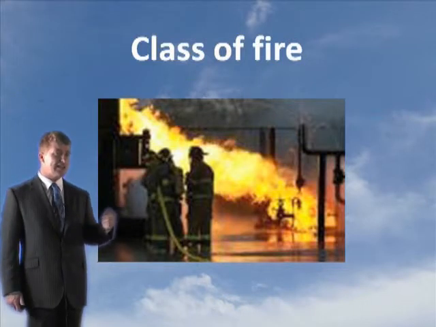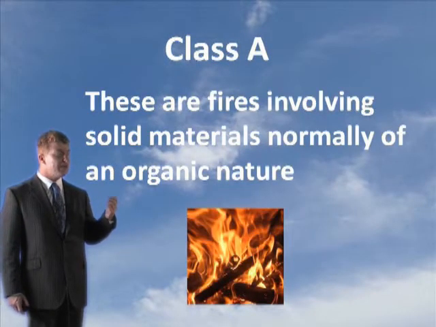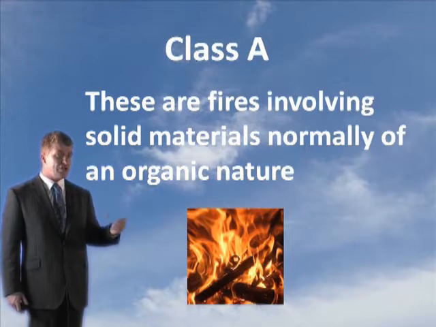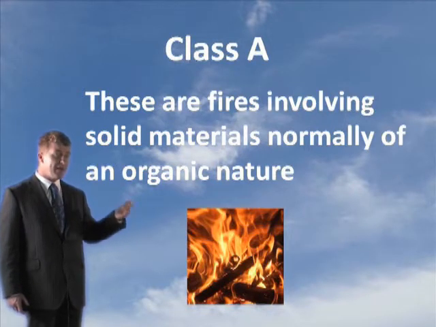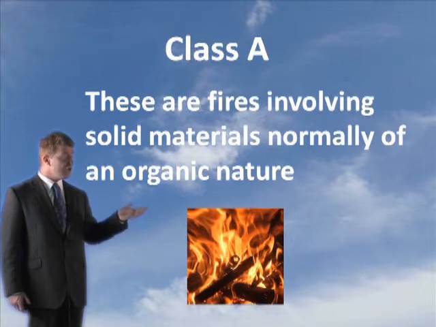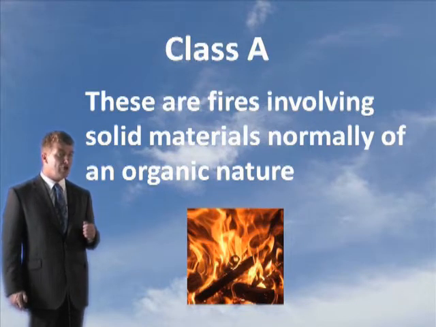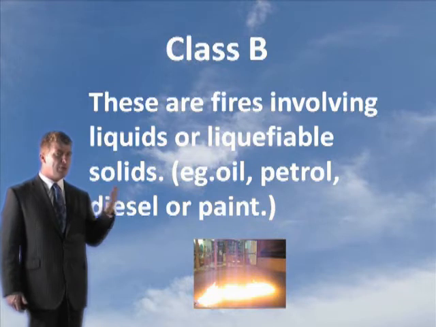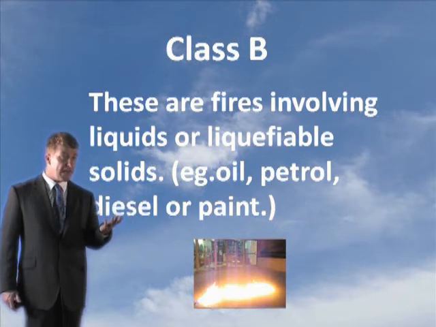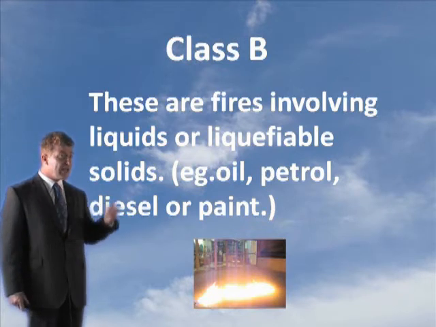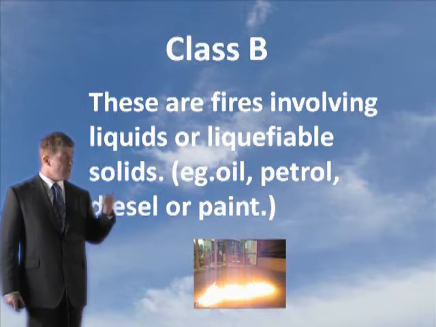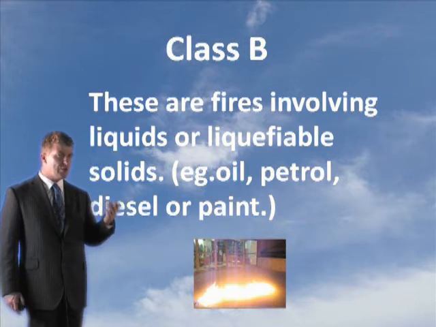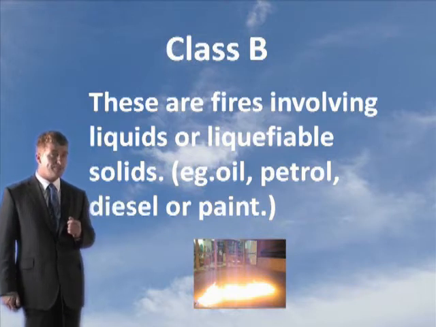The first one is a Class A fire, which normally involves solid materials of an organic nature like wood, cardboard, paper, fabric, etc., in which combustion generally occurs with the formation of glowing embers. You've got Class B, which is fires involving liquids or liquefiable solids, for example, oil, petrol, diesel or paint. A good example of a liquefiable solid is cooking lard, which at normal temperatures is a solid, but as soon as it's heated it turns into a liquid, so it's classified as a liquefiable solid.